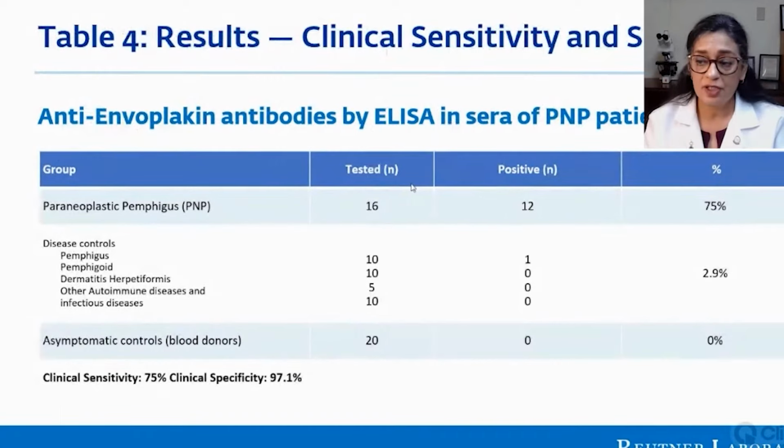And this table here shows the results of anti-envoplakin antibodies in sera from PNP patients and controls. 12 out of 16 patients were positive, giving a sensitivity of 75%. And only 1 patient in the pemphigus group gave a positive result. None of the other controls were positive. This gave us a specificity of 97%.